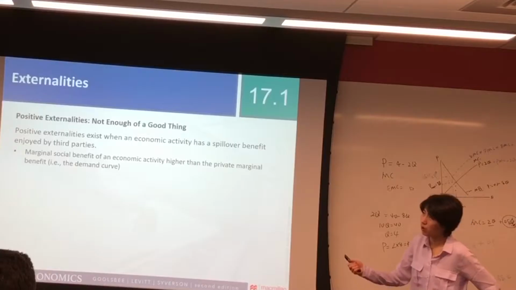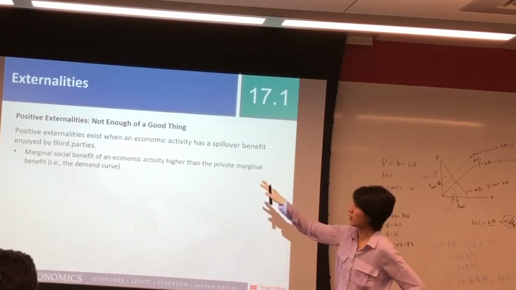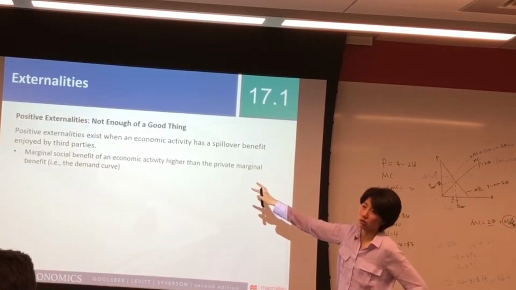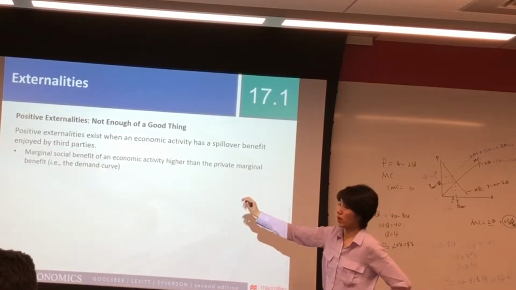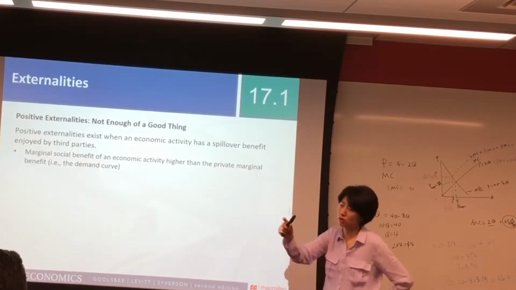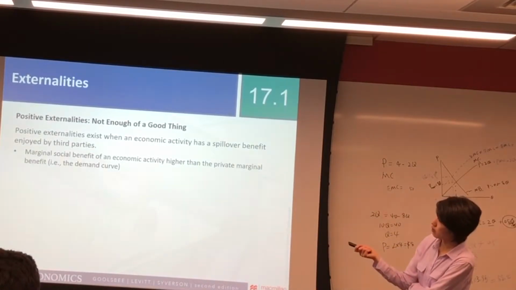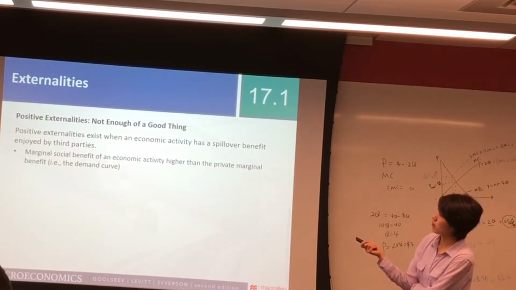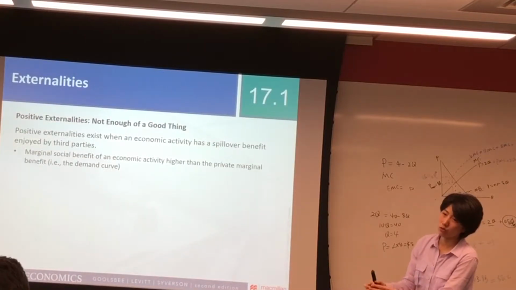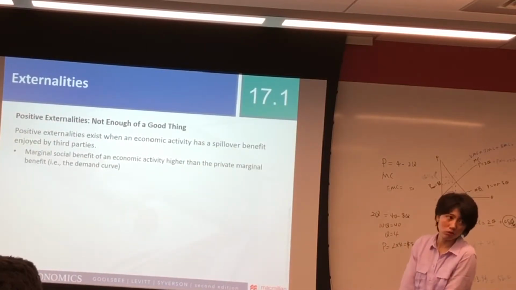Very similar example. And here it is about positive externalities, right? Not enough of a good thing. An unregulated or free market tends to produce not enough of the good when there are positive externalities. Positive externalities exist when an economic activity has a spillover benefit enjoyed by a third party, that means a party not involved in the transaction.